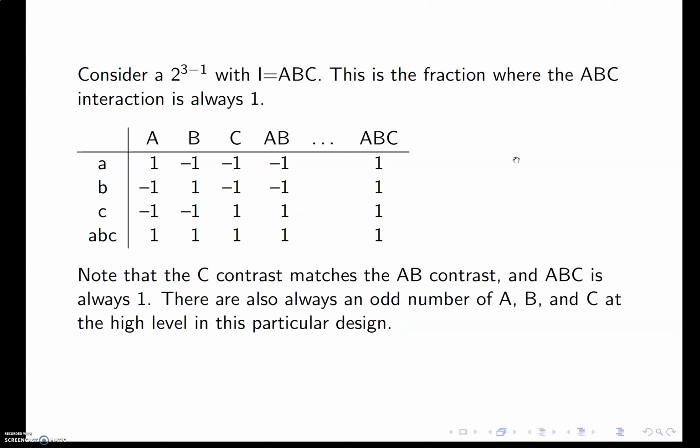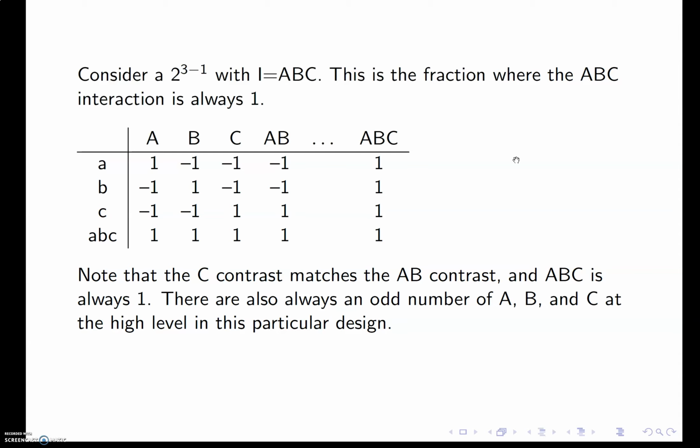So here, just to finish up, I didn't quite have time to finish up on the last video. Note that the C contrast matches identically the AB contrast, and the highest level interaction ABC is always going to be 1. There's always going to be an odd number of A, B, and C at the high level for this particular design, where I is equal to ABC.